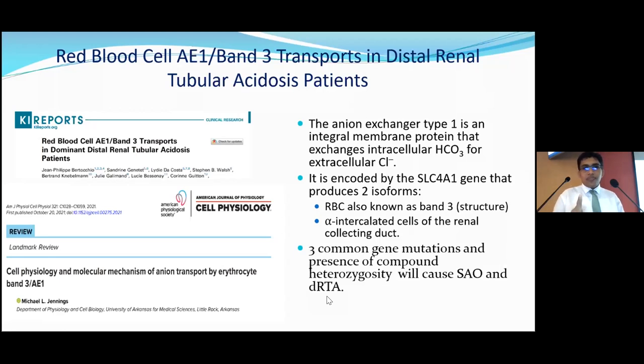Commonly, there are three gene mutations, and the presence of compound heterozygosity in these mutations will cause Southeast Asian ovalocytosis and associated distal renal tubular acidosis. Actually, this is a primary cause for distal renal tubular acidosis, as I have mentioned initially. And there are several studies in well-recognized journals, and there are several case reports in Sri Lanka at the moment.